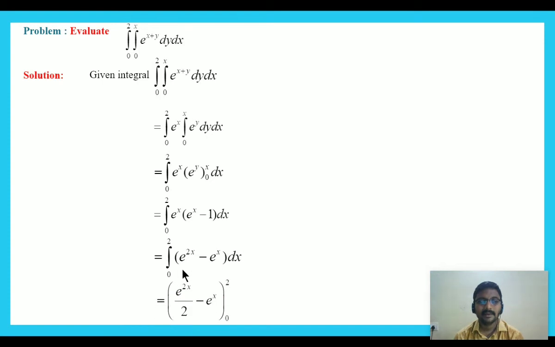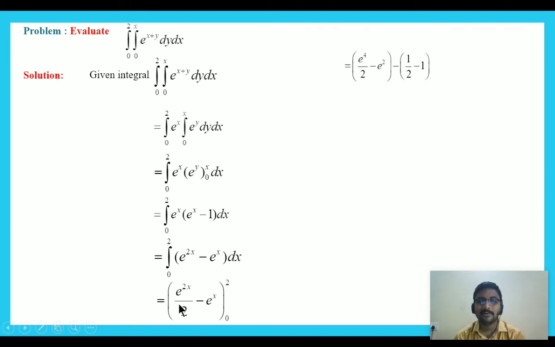Solving, that is e power 2x integration. What is e power 2x integration? It looks like e power ax, but e power ax integration is e power ax by a. E power 2x integration is e power 2x by 2, and then e power x integration with respect to x is e power x. Now we have to replace upper limit as 2 and the lower limit as 0.